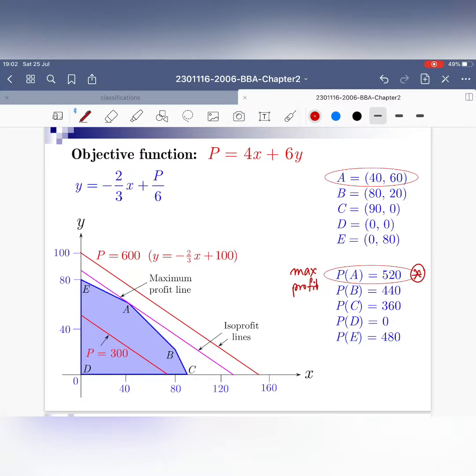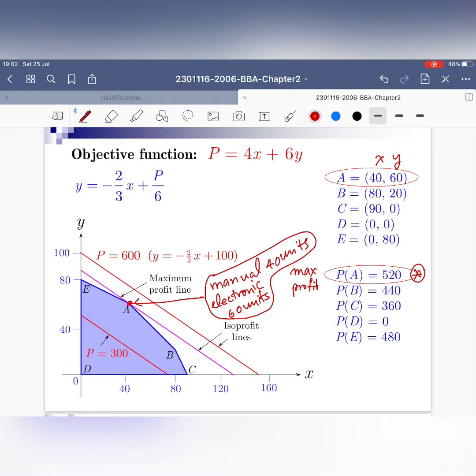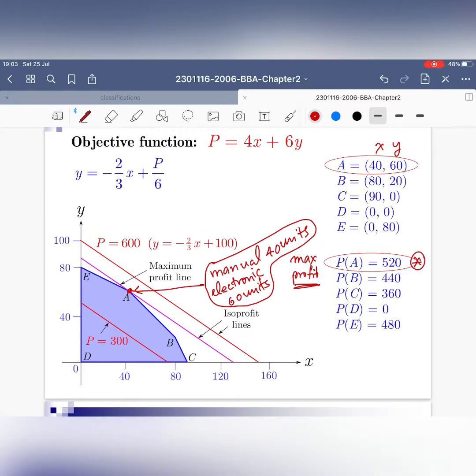At this point, it means that you are going to produce, you remember what your X is, here's your X, here's your Y, you are going to produce manual widgets for 40 units and electronic ones for 60 units, so that it will still be under the constraints of your machines A, B, C, and also give you the maximum profit, just like that.